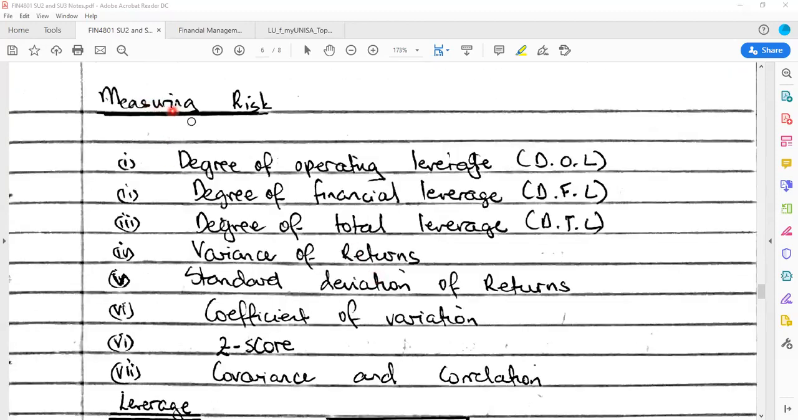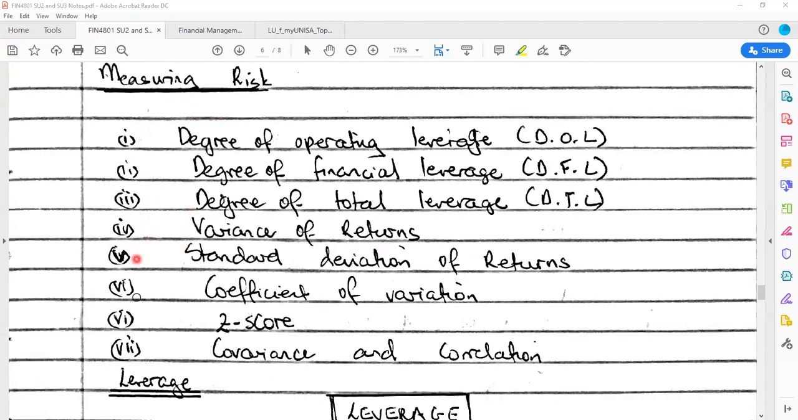Now let's talk about the measures of risk. Now when it comes to the measures of risk, we have 8. We have 8 measures of risk. We have degree of operating leverage, DOL, degree of financial leverage, DFL, degree of total leverage, DTL, variance of returns, standard deviation of returns, coefficient of variation, the Z-score, and the covariance and correlation.